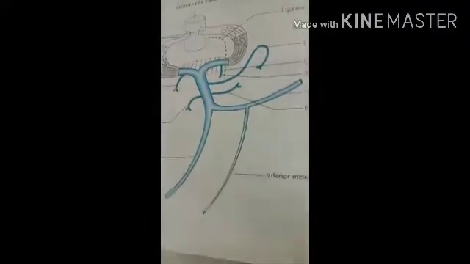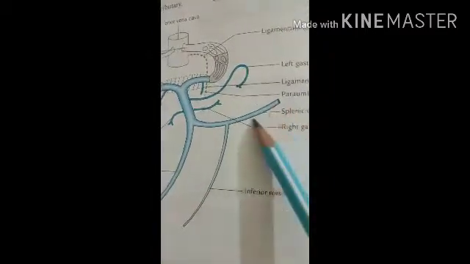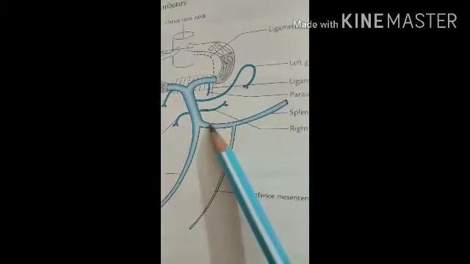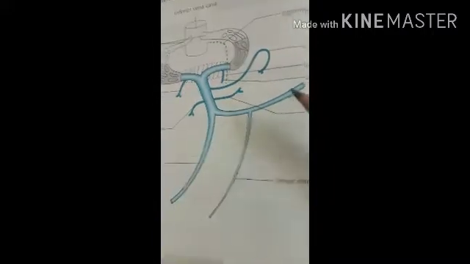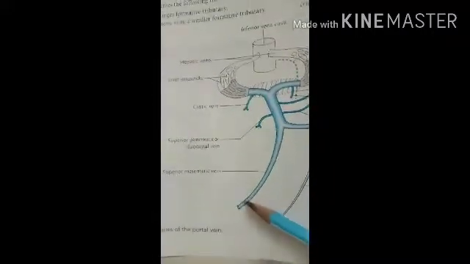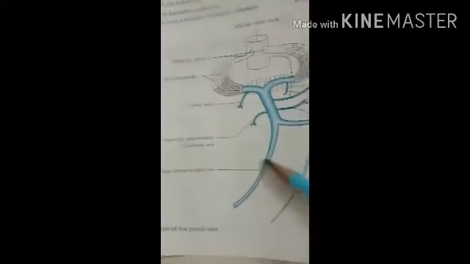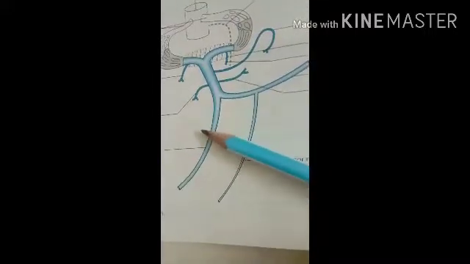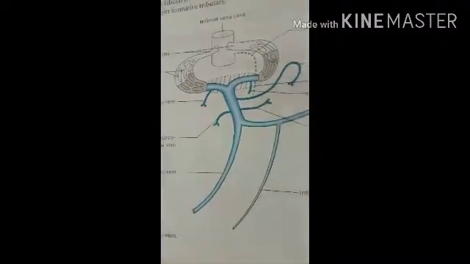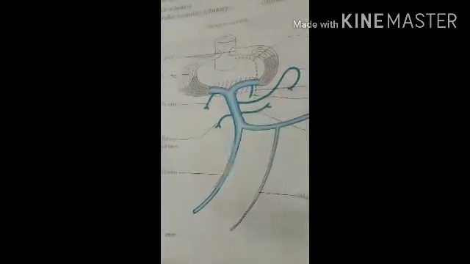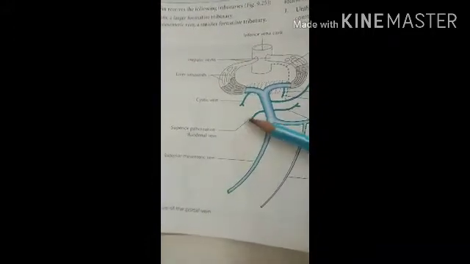In the other diagram here you can see the tributaries. First is the splenic vein, a large formative tributary. Second is the superior mesenteric vein, a smaller formative tributary. The next one is the superior pancreatoduodenal vein.